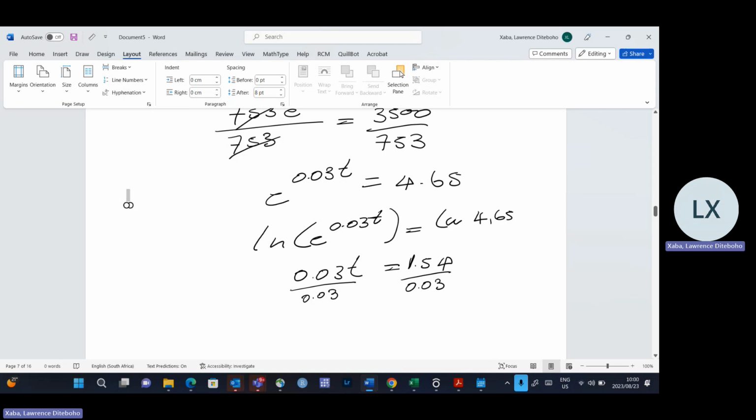Both sides. Then what do we do? This will go and that will go. And we have t, which is t, it will be equals to 1.54 divided by 0.0 to 1.3.